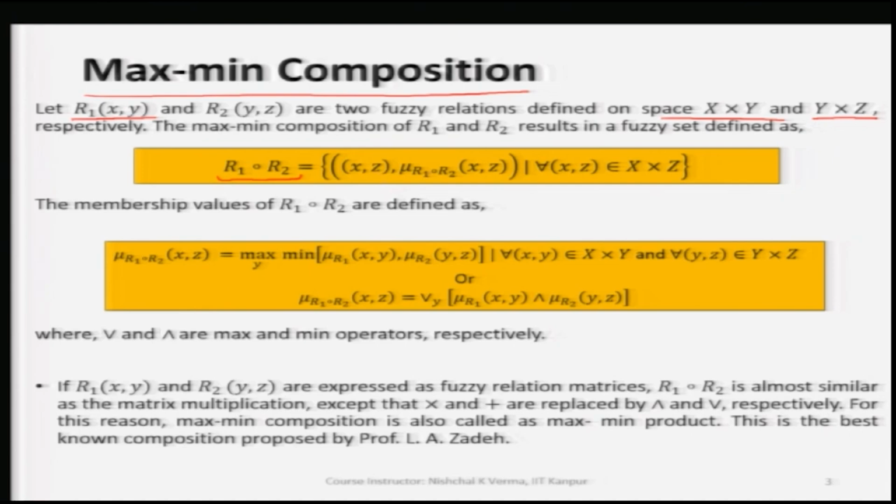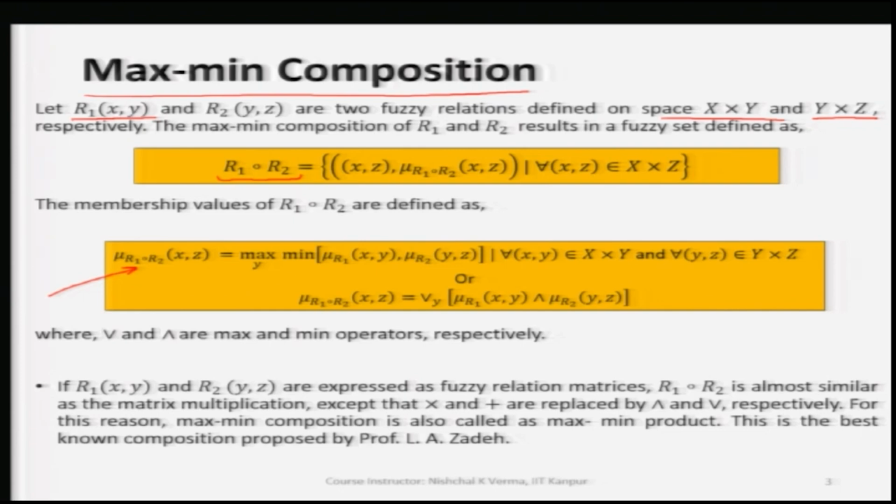This gives us a new fuzzy set, which is defined by the elements x z along with its membership value mu R1 O R2 of x z, such that for every x z belonging into the universe of discourse capital X and capital Z. That means the universe of discourse becomes capital X cross capital Z. So, the membership values of R1 O R2 can be found by this expression.